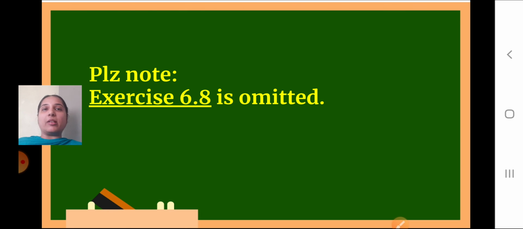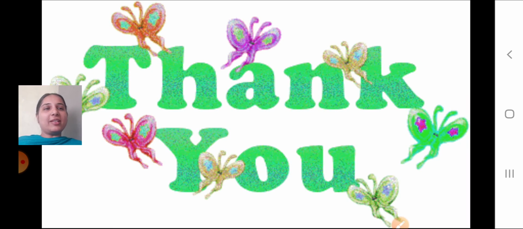Now children, please make a note that exercise 6.8 from this chapter number 6 division is omitted. You will not get any question from this exercise 6.8. And in this way our chapter number 6 is complete. We have finished it. Practice all the questions. Whatever questions we solve here, you have to solve them in your notebook. Okay. So children, that's all for today. Thank you.